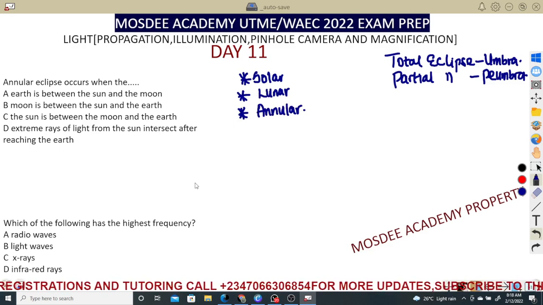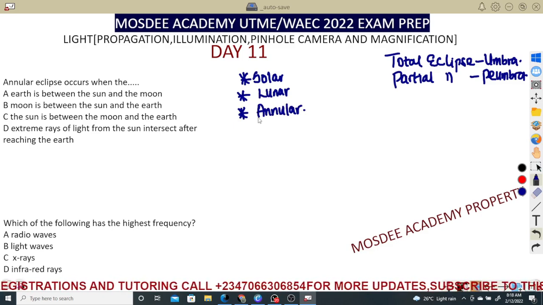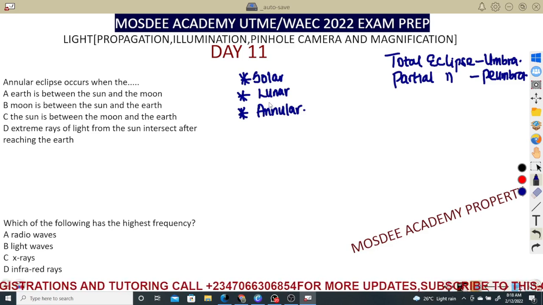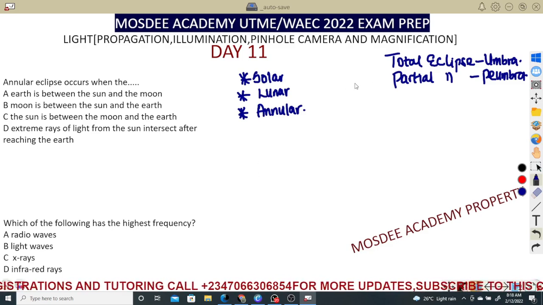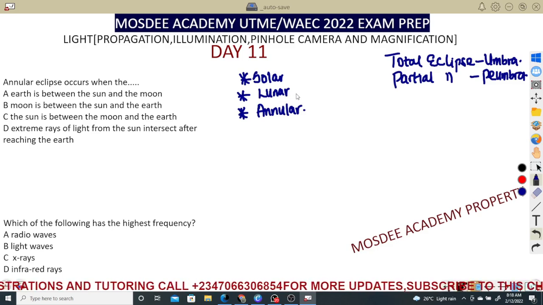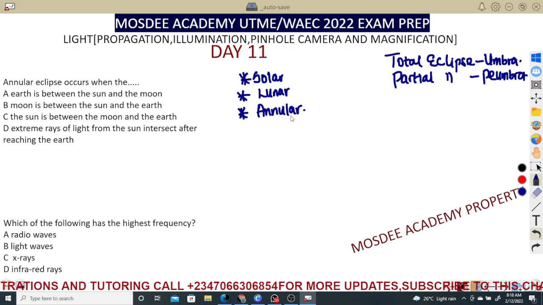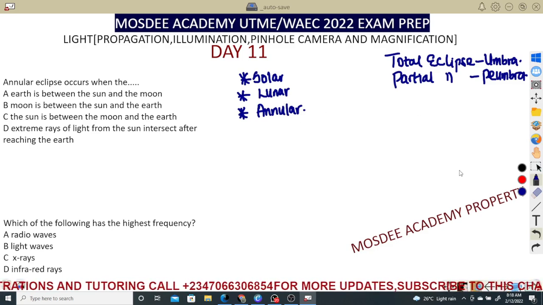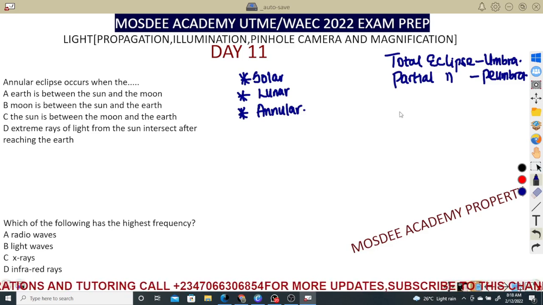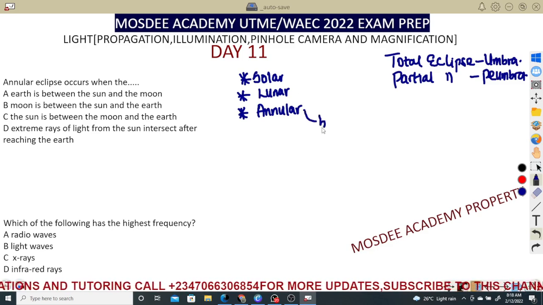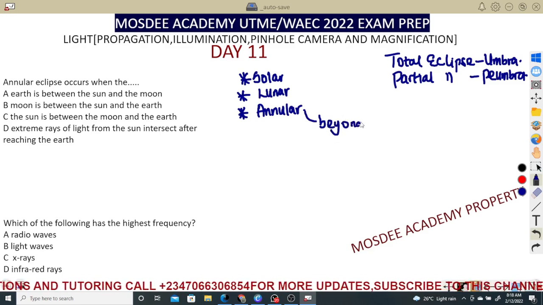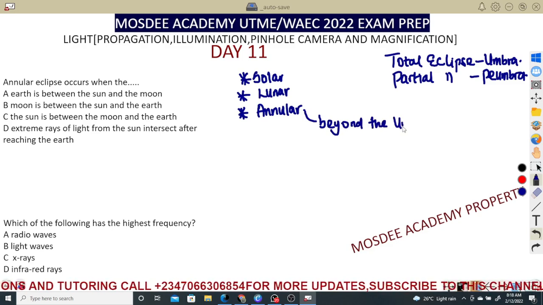You have talked about the position of the earth and the position of the moon. The moon is between the sun and the earth. So that is that. Then the earth is between the sun and the moon. That is this. Annular eclipse is a special type of eclipse that is formed beyond the umbra vertex cone. I will just use that. I said it is formed, let me write, beyond the umbra vertex cone.